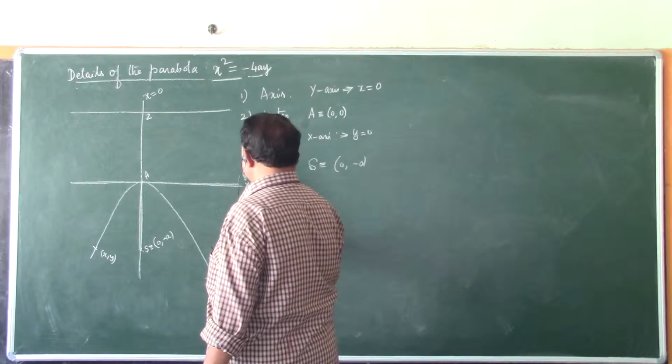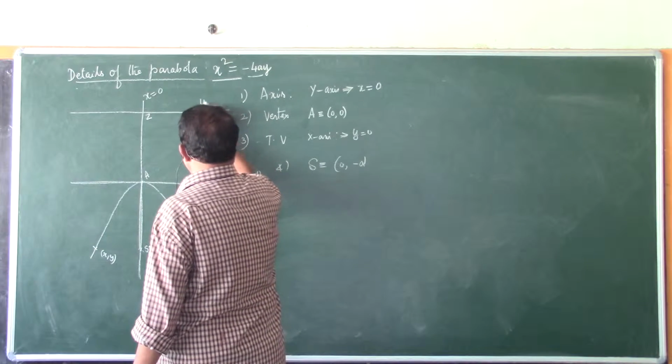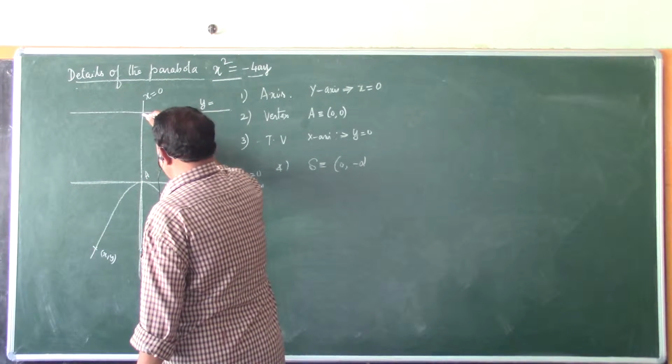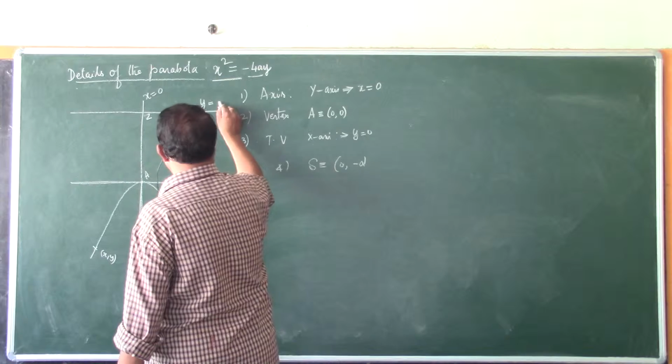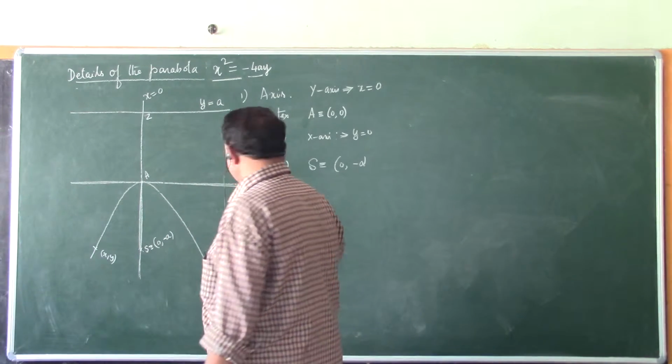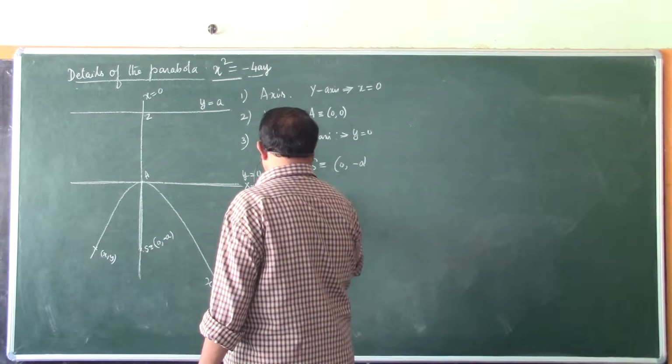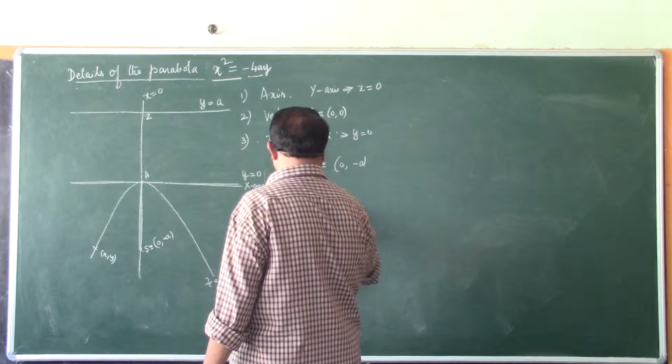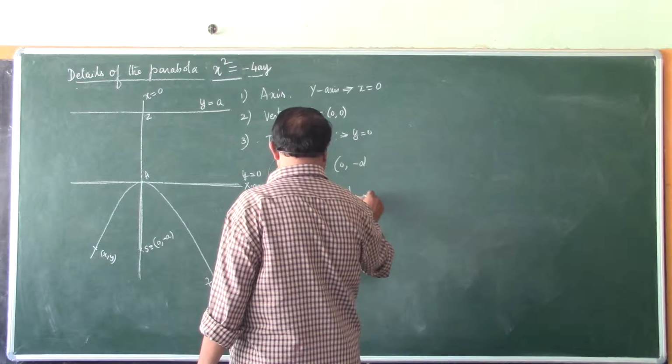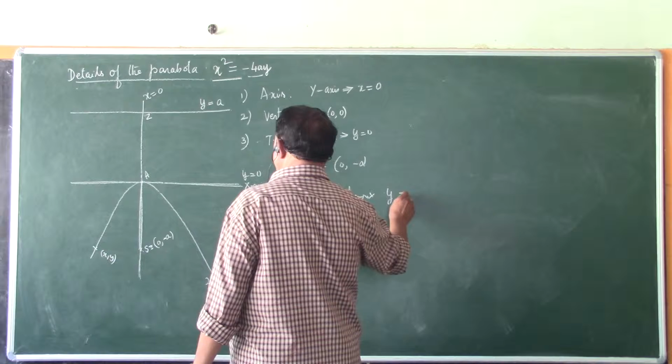Equation of x-axis is y equals 0. So this should be y is equal to, at what distance is it there? It is above the origin, therefore it is plus a. So equation of directrix, y is equal to a.